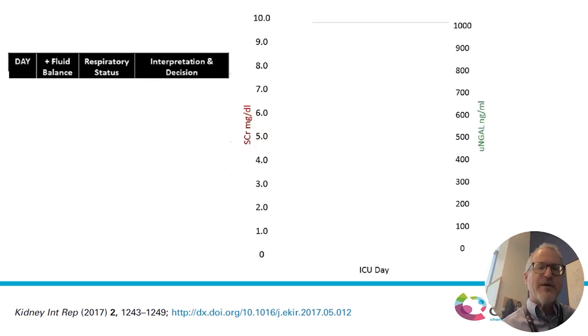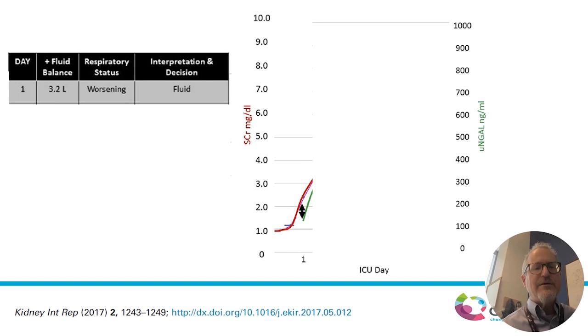So what happened to this patient? We have our interpretation and decision on the left-hand side, and then in the graph, in the left y-axis, we have serum creatinine, and on the right-hand y-axis, we have urine NGAL. On the first day, he had a 3.2 liter positive fluid balance. His respiratory status was worsening, and the interpretation and decision with this was fluid overload. You can see in the graph, his creatinine rose from about 1 to 3, and his urine NGAL has gone up from about 100 to 300.